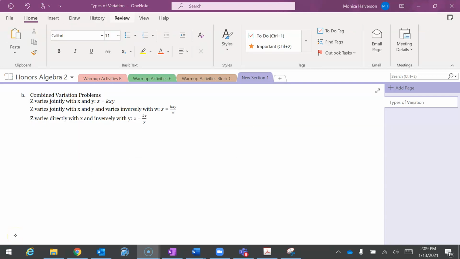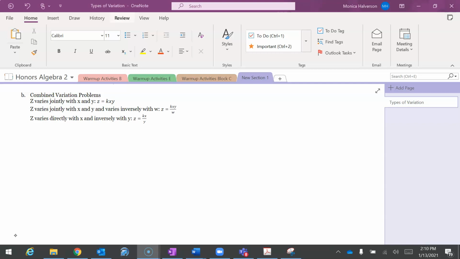So the last type of variation problems that we're going to look at are combined variation problems, as mentioned. Combined variation problems actually have more than two variables being related to each other. They could be all three related directly, all three related inversely, or a mixture of both. These are examples of what that means.